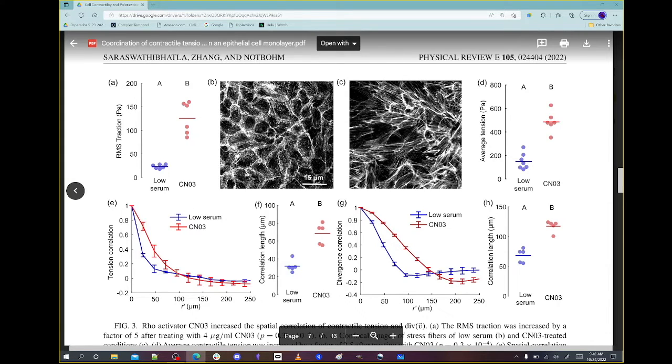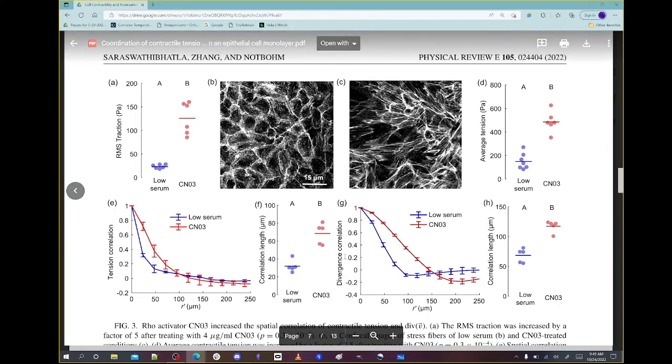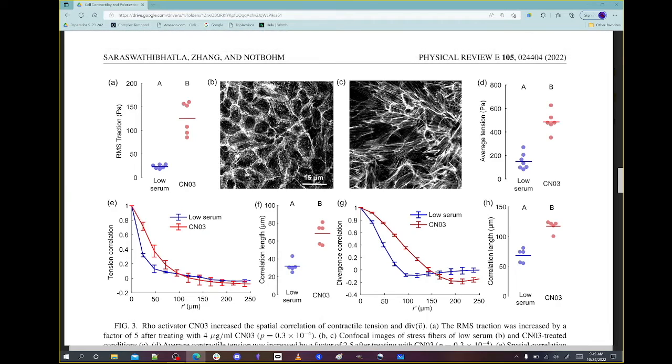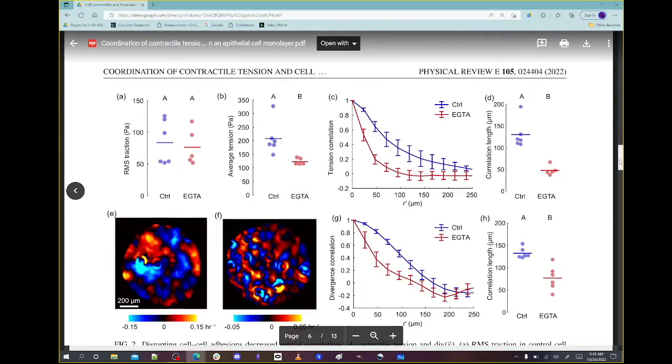You get this correlation of the treated condition is higher for tension at low length scales, but then falls behind the control at higher length scales. You get a correlation length that's higher in CNO3, and the divergence correlation is kind of higher in the treated up to 150 microns, and then it falls below the control. And then you get this difference between the treatment and control of low serum for correlation length. So it's a little bit different. It's actually a different result than this.